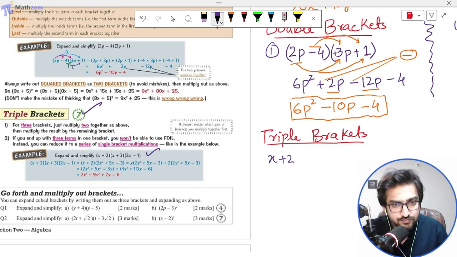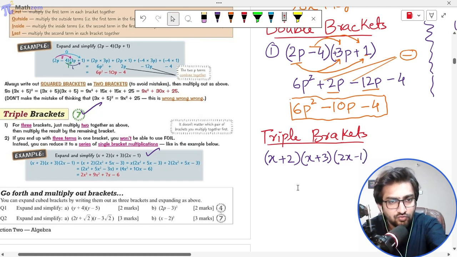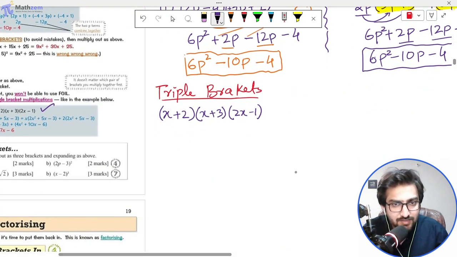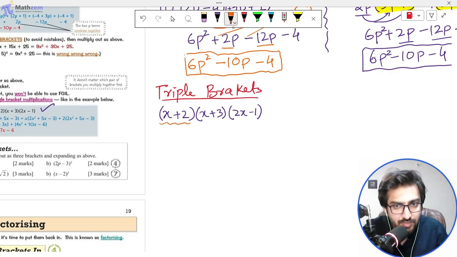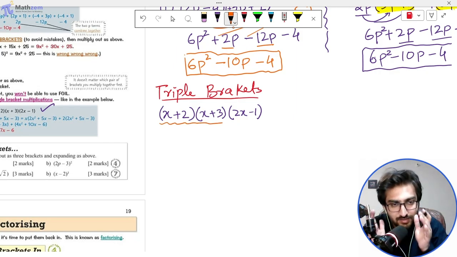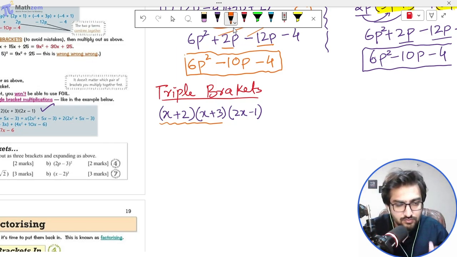(x + 2)(x + 3), and then the last one (2x - 1). So in this case, what you need to do is multiply the first two brackets first, and after that, when we multiply these two brackets, you will get an answer, right? You will get another bracket, and we will multiply that bracket with the third one. So this would be the procedure.